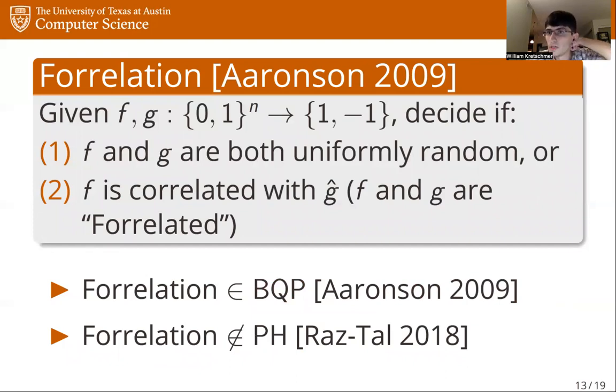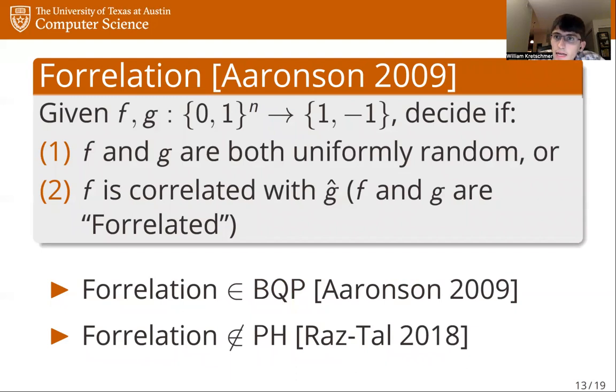You're given a pair of Boolean functions, f and g, and you must decide which of the following holds. Either f and g are independent and both uniformly random functions, or f and g are individually uniformly random, but are chosen in some correlated fashion such that f is non-negligibly correlated with the Boolean Fourier transform of g, in which case we say that f and g are forrelated. What Aaronson showed is that this problem is in BQP. In fact, depending on how you define this problem, you can even solve it using just a single query to f and g on a quantum device.